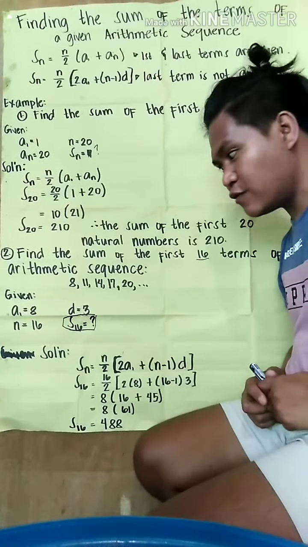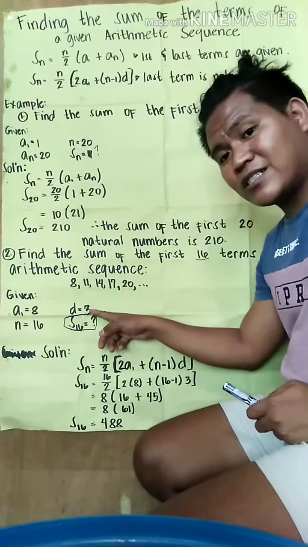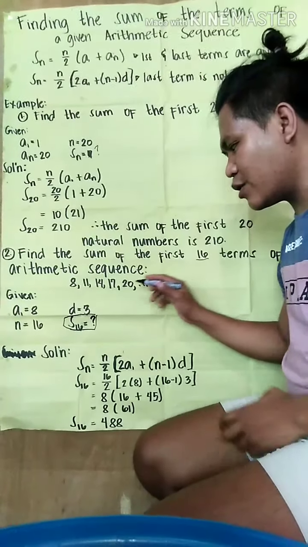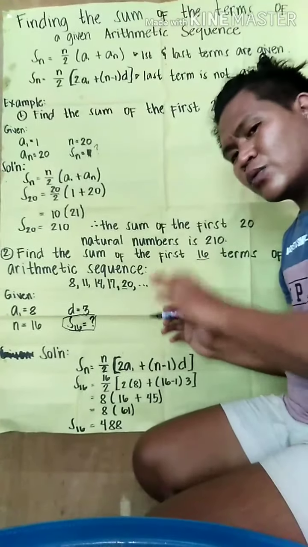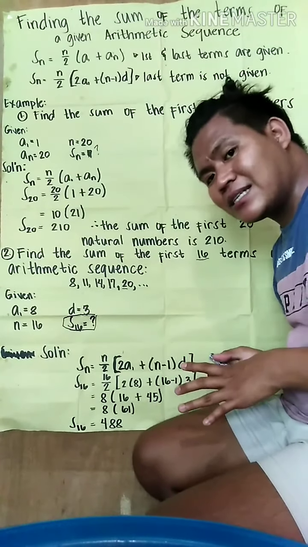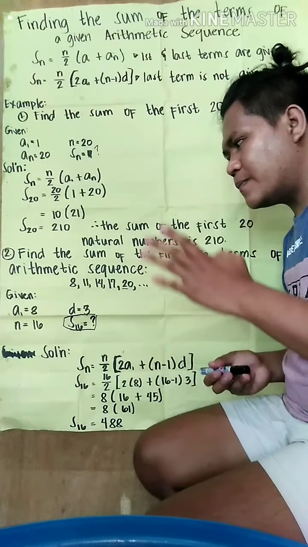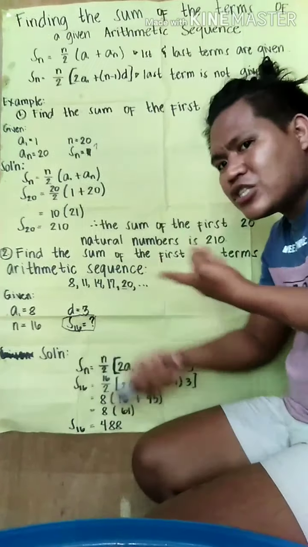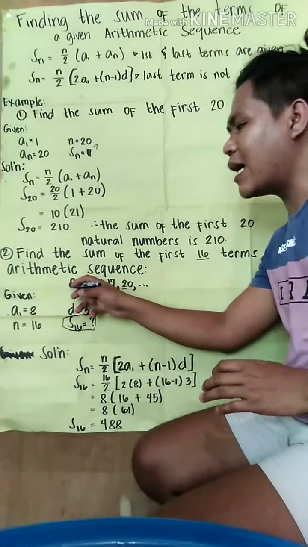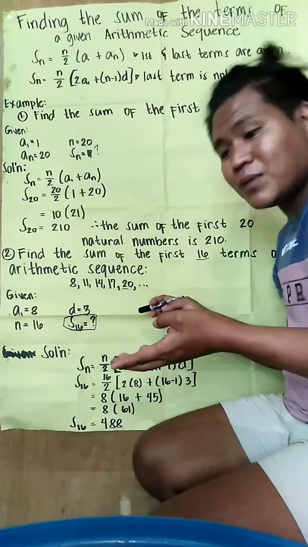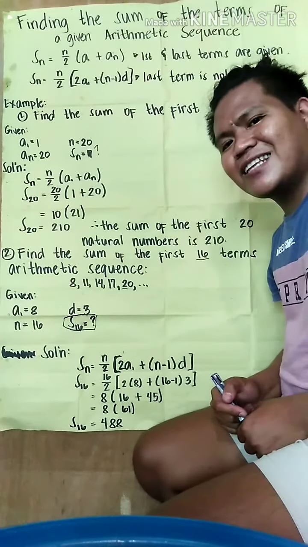And if you are not satisfied, since we have the common difference 3, just add 3 here for our last term. 20 plus 3 is equal to 23. 23 plus 3 is equal to 26. And then continue until you reach the 16th term. And when you reach the 16th term, just add all those terms and you will get the sum of 488.